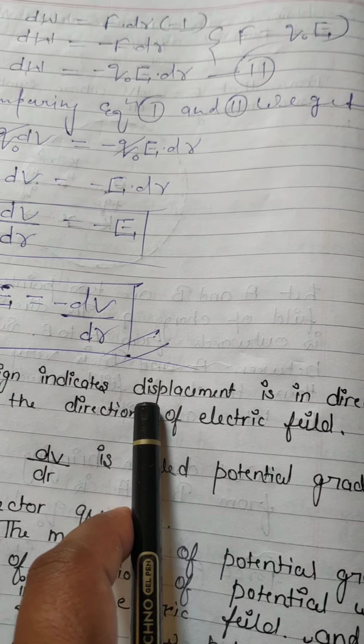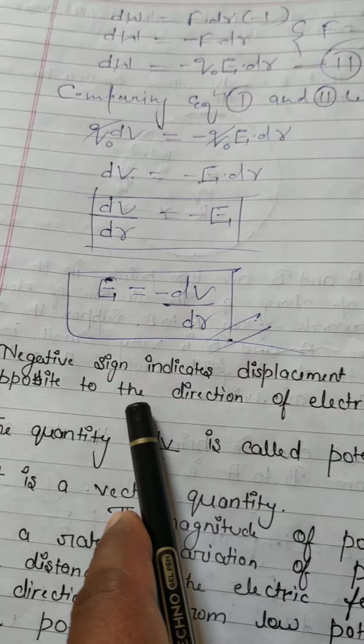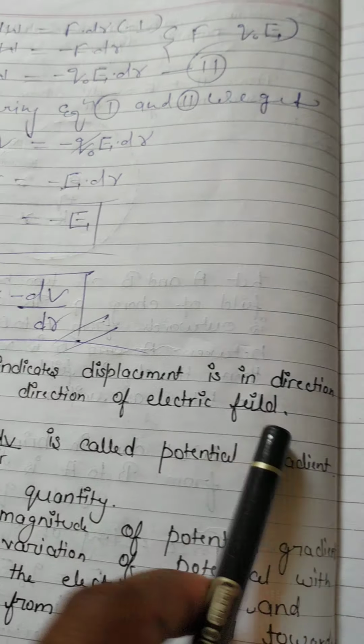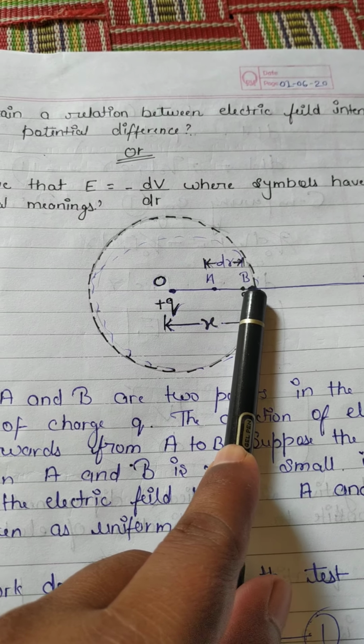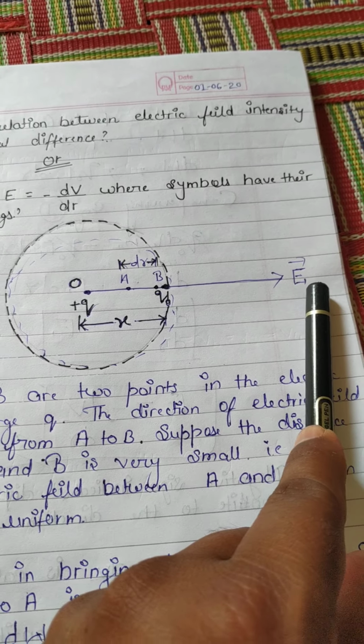The negative sign indicates that displacement is in the direction opposite to the direction of the electric field. Unit test charge moves from B to A.